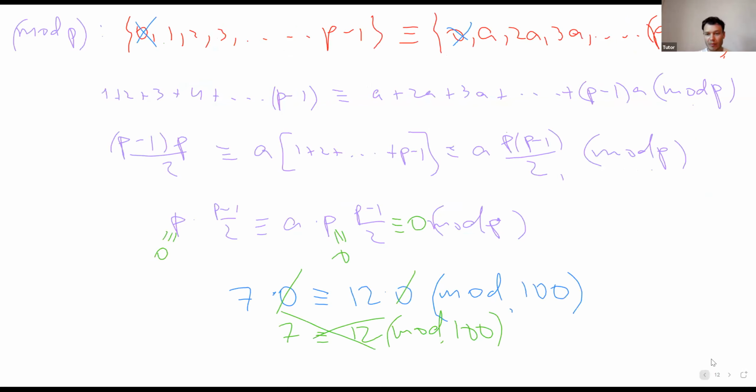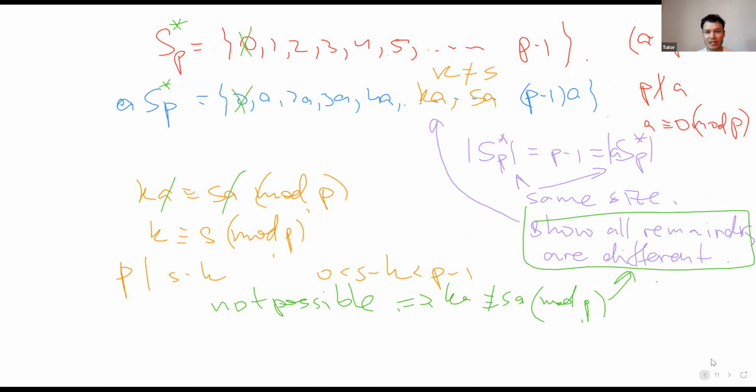Actually, in the previous proof with Fermat's little theorem, I missed a little detail. I also needed to show that they're not zero. They're not zero in here, so none of them. So I need to show that they're all different. They have the same size, but none of them is zero. You can easily see that none of them is zero.